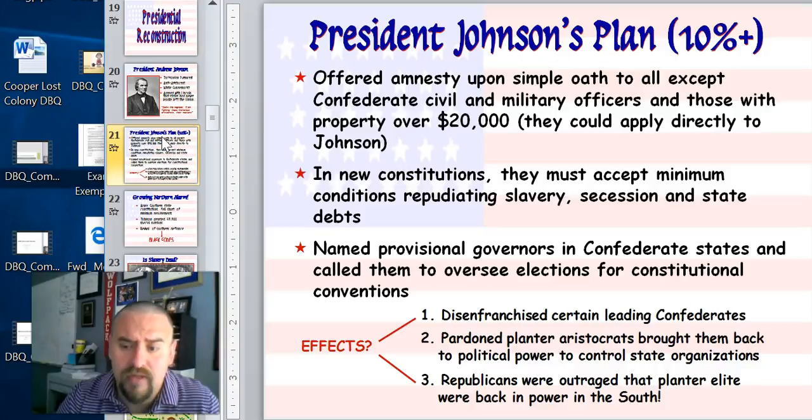And provisional governors in the Confederate States are going to call to oversee elections for constitutional conventions to make these changes. But the effect is that it's going to disenfranchise certain leading Confederates, so people with experience and know-how to run the government, people that had been involved in the Senate and House of Representatives before. And it's going to pardon a lot of that planter elite, the people that supposedly Johnson was upset with. And these people are going to be in charge of the South after the war. So the question is going to be, how much have they changed? Are they still got these disloyal attitudes?